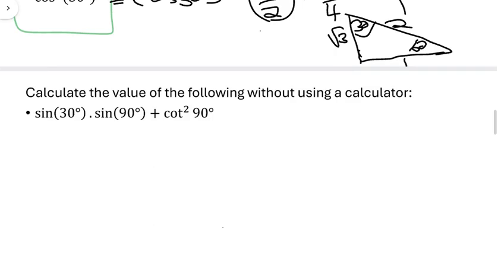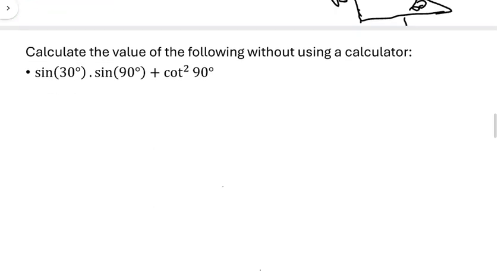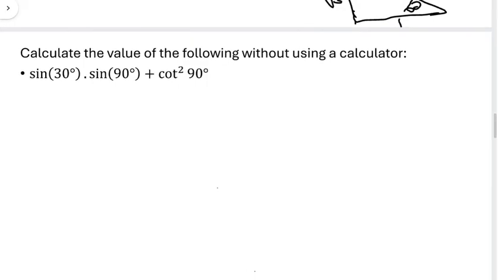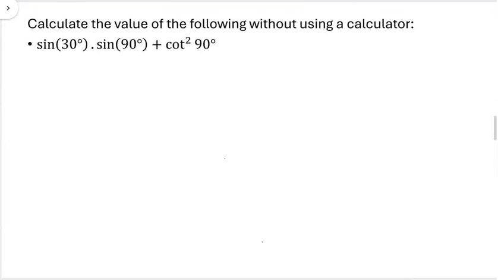This is a typical exam question. Let's see. Okay. So in this question, what are they looking for? They are looking for: calculate the value of the following without using a calculator. So if you look at the special angles that we have here, we have a 30, 90, 90. So we need 2 special triangles. The first one is the degenerate, the triangle that is not really a triangle, okay, which looks like a vertical line.